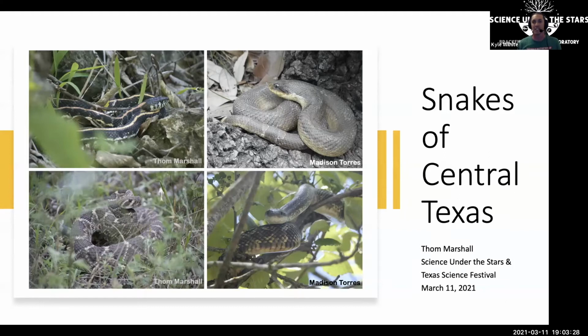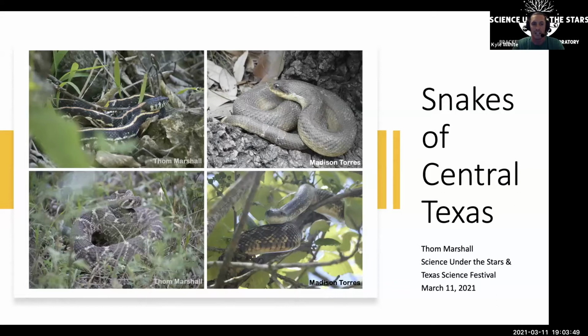So our speaker today is Thom Marshall. He's a graduate student with us here at the University of Texas at Austin. He is in the Hillis Lab. Yeah, the Hillis Lab, that's correct. And what Thom does is he uses genetic data to understand how snakes are evolving into different species.